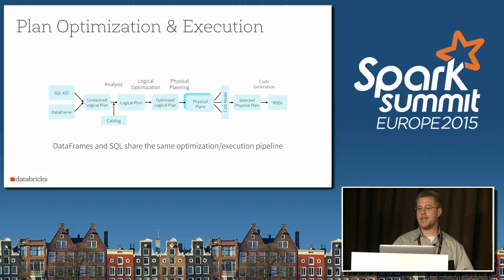Right? If I'm reading from a data source that knows how to do a filter, I don't need to load all the data and then do a filter in code. I can move that filter down into the underlying source. So that's a physical optimization.